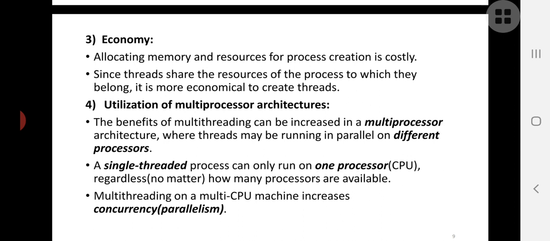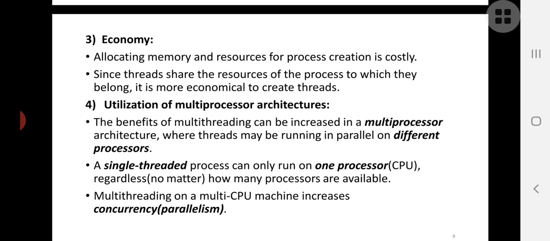There are single processor architectures and multiprocessor architectures in computer systems. Single processor architecture means a computer system has only one CPU. If a computer system has multiple CPUs or multiple processors, then it is a multiprocessor architecture. The utilization of multiprocessor architectures means how best we are using these multiprocessor architectures.